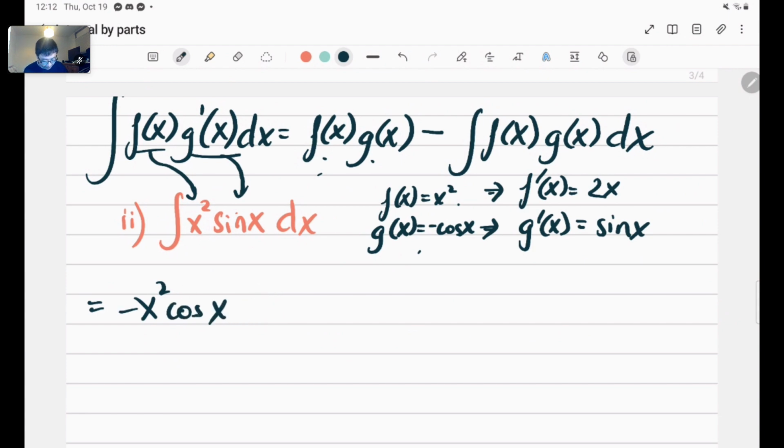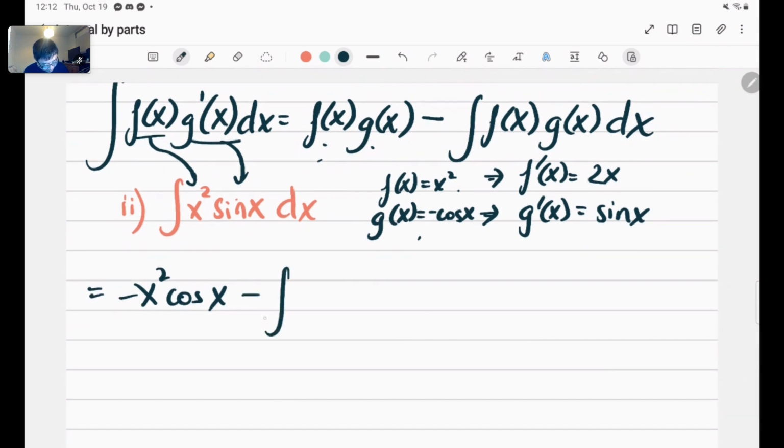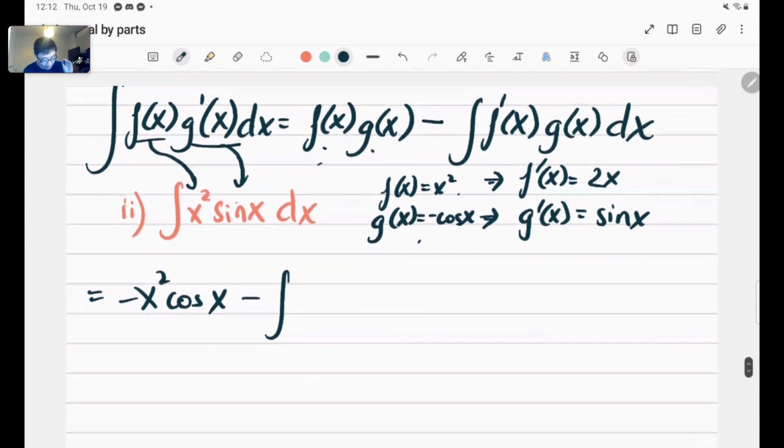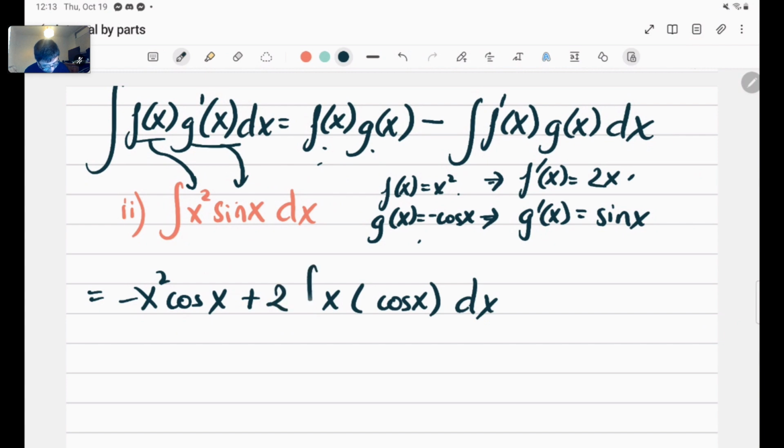And then minus the integral of f prime of x, sorry, f prime here should have the prime. So f prime of x is 2x, and then g of x, meaning negative cosine of x, dx. Allow me to bring the negative sign outside the integration again, so negative and negative become a positive. Then I bring the number 2 out too, outside the integration sign. So in the end, you have this.